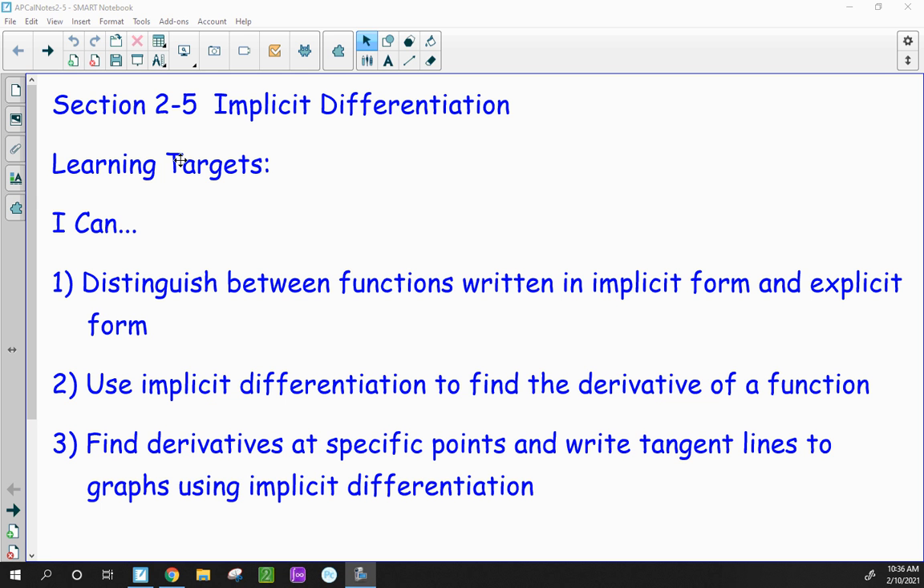AP. Today's section is on 2.5. We're going to look at implicit differentiation and how it differs from what you already have learned about derivatives.